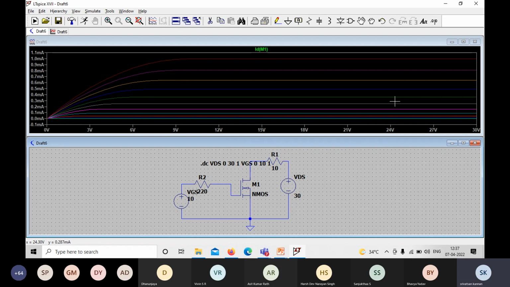So the topmost curve, this red line, how many volts is it? This is VGS 0. And what is the pinch off voltage? Can you tell the pinch off voltage? The pinch off voltage is coming as 7.9, right?